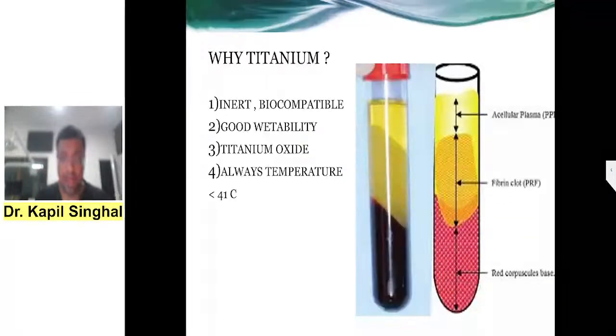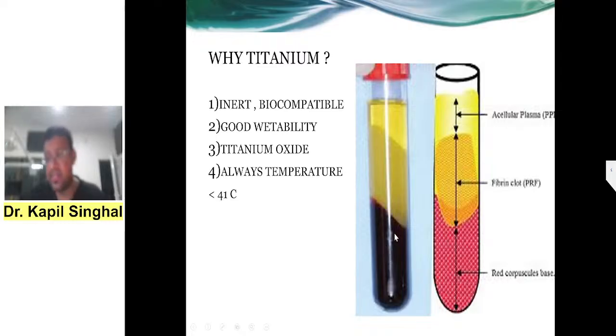Okay. They ask you one more thing, what is PRF, platelet rich fibrin? So they can give you this image and ask you, what is this? This is a PRF. In this, the middle layer is PRF. The topmost layer is PPP, that is platelet poor plasma. And the bottommost layer is RBC, that is red blood cells. So you need to know how to differentiate and how it is formed.